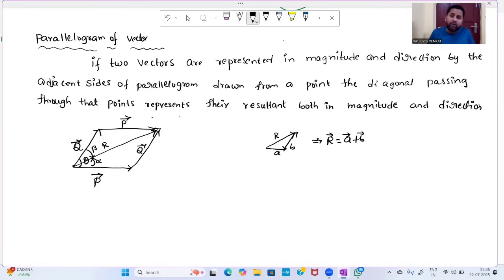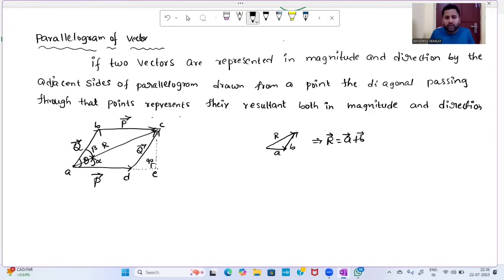But I want the resultant magnitude. For the resultant magnitude, we take a right angle triangle, so we need 90 degrees. Then what I am doing here: extend the P vector and draw one perpendicular. Now this angle is 90 degrees. Then I'm giving the names A, B, C, D, E. So these are points A, B, C, D, E.